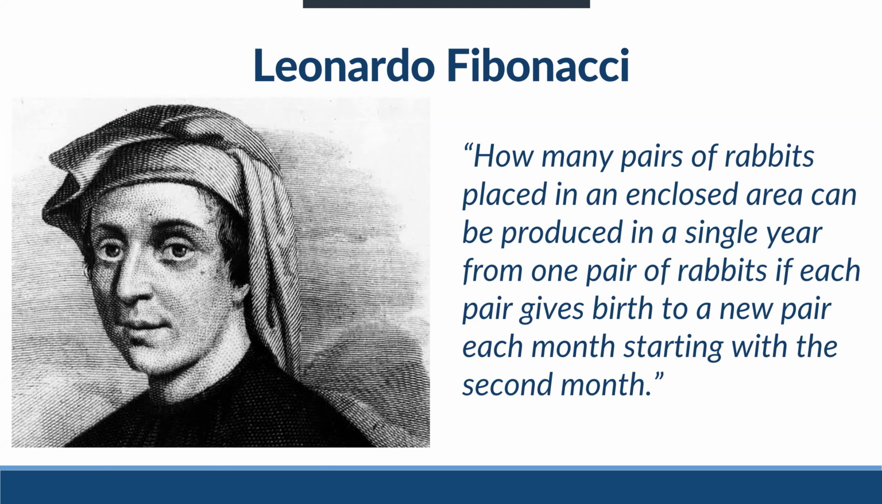So he posed a question, and this work was published in the year 1202. So, I mean, this is old math. His question was, how many pairs of rabbits placed in an enclosed area can be produced in a single year from one pair of rabbits if each pair gives birth to a new pair each month starting with the second month? And this led him to find the Fibonacci sequence, as we'll see here.